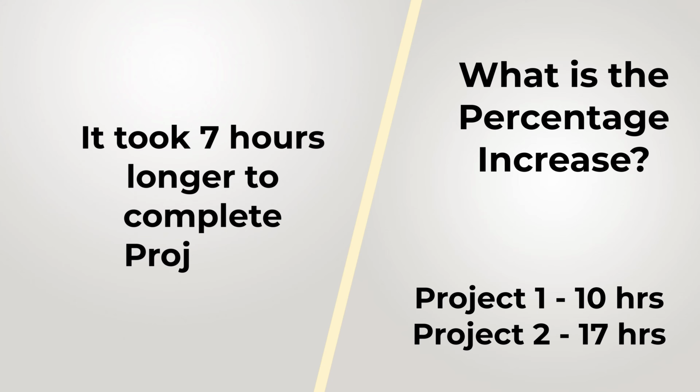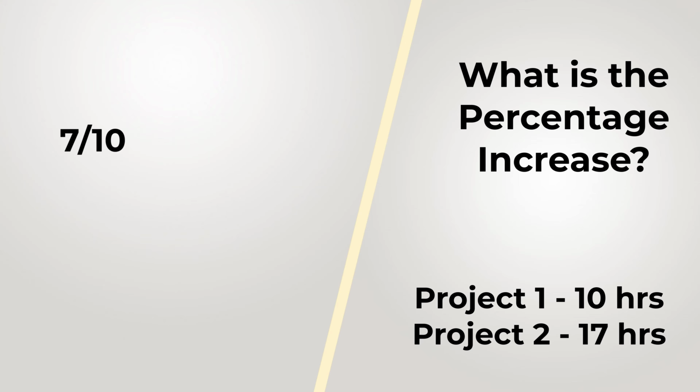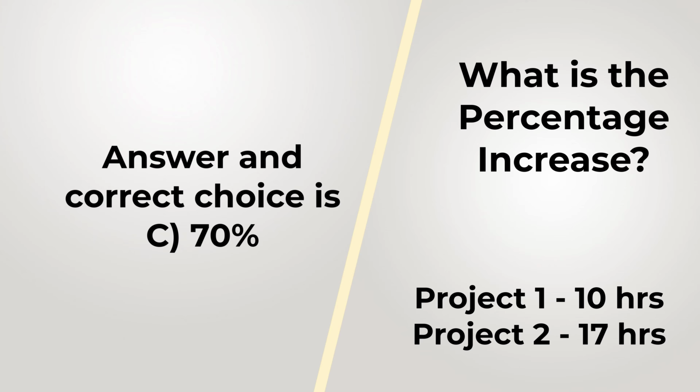Since original hours were 10 hours and increase is 7 hours, you need to divide 7 by 10. And as a last step, you need to multiply it by 100%. You can do the calculations in your head, or if you use a calculator, you will come up with the same result, which would be 70%. So the correct answer here is the increase was 70%, and the correct choice here is choice C.